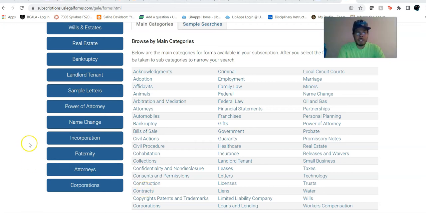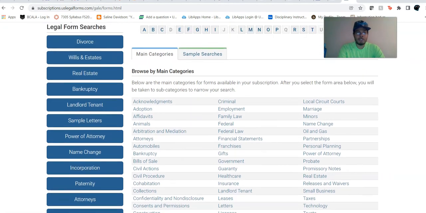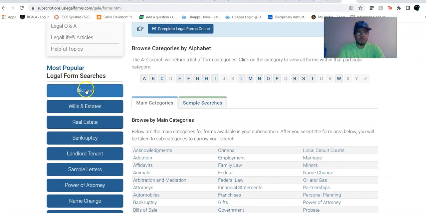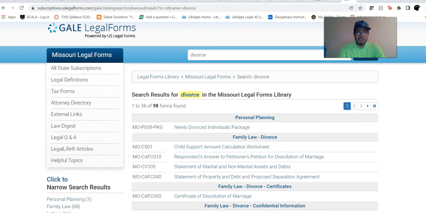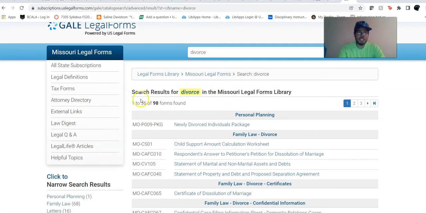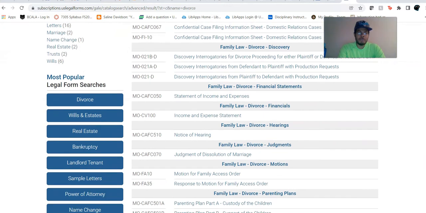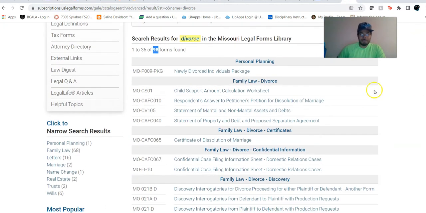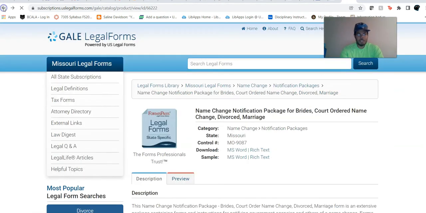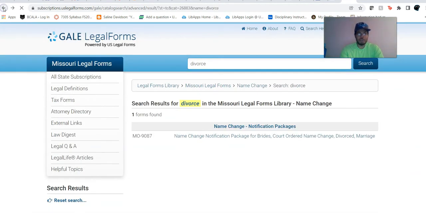And so let me show you an example here. Actually, we'll go into divorce. That'll be one. All right, so once you actually go into a category, then you're going to see that you have however many total forms, and then you can scroll down and look at the various forms that are available. All right, sorry, jumped around a little bit there.